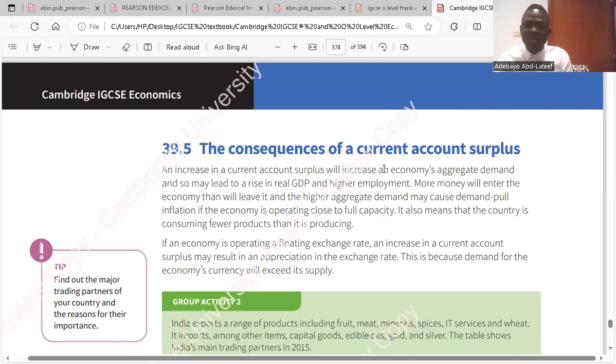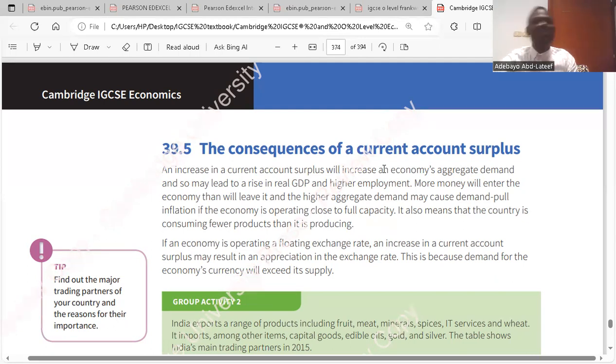So what are the consequences? One, the real GDP will increase. The GDP of the country will increase, that is, the national income will increase. Two, there will be a high employment rate. Why? Because a lot of investment is happening in the country. Aggregate demand will increase in the economy because there's a flow of money.